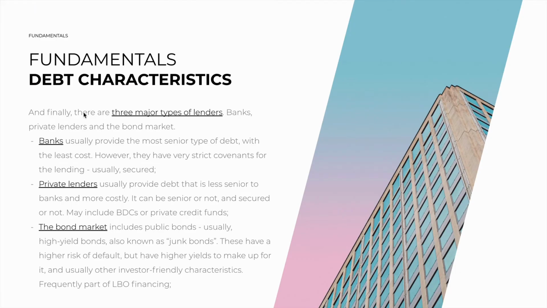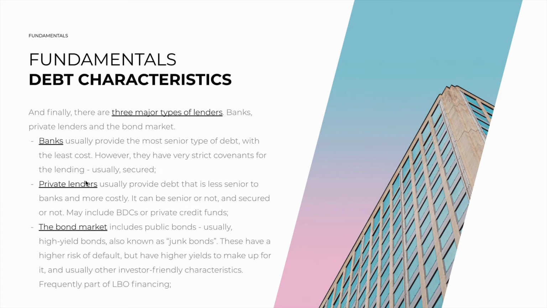And finally, there are 3 major types of lenders. These are banks, private lenders, and the bond market. Banks usually provide the most senior type of debt with the least cost, but it's usually with very strict covenants in financial demands, and it's usually secure debt. In short, it's cheap in terms of money, but it's expensive in terms of demands, and the borrower has to be very creditworthy. So many businesses can't even go to banks.